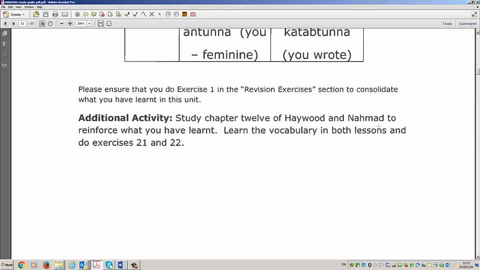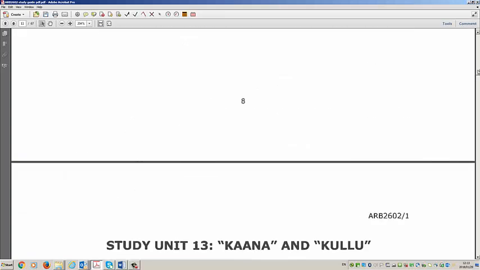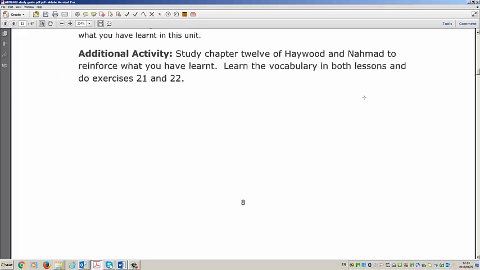I would also urge you, if you've got this book by Hayuddin Ahmed, to reinforce what you've learned through that particular book. It's available quite cheaply, and you can study chapter 12 of that book in order to support this particular lesson that you've learned from the study guide. So till next time, thank you.